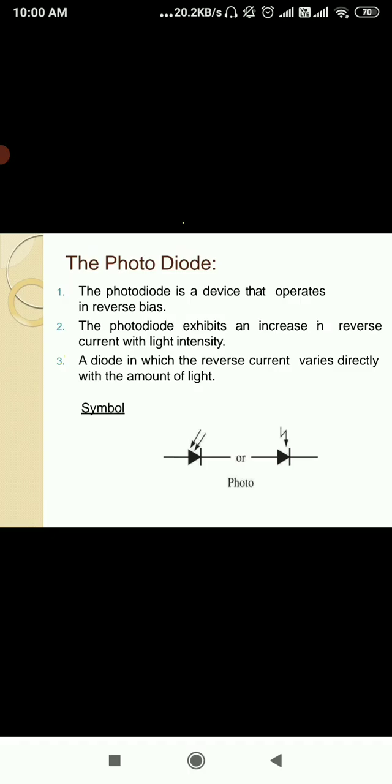Photodiode is a diode which works in reverse bias, and here the value of reverse current varies directly with respect to the given amount of intensity of light. Means if you give more light you will get more current, and if you give less light you will get less current. So we can say here the value of current is directly proportional to the amount of light.